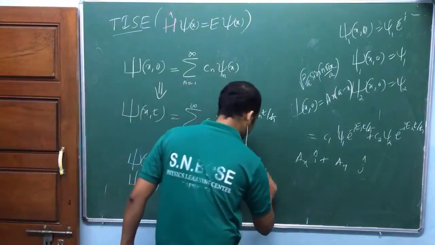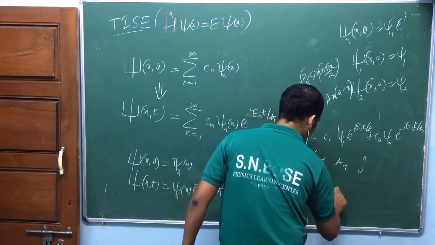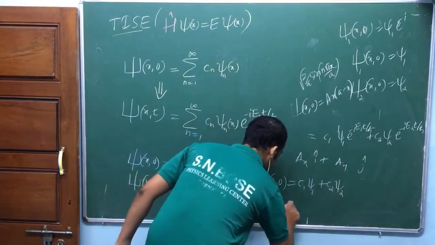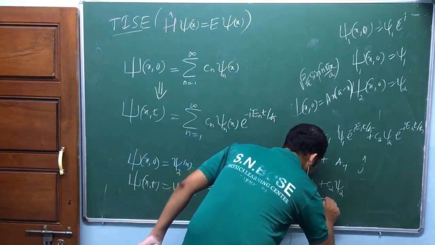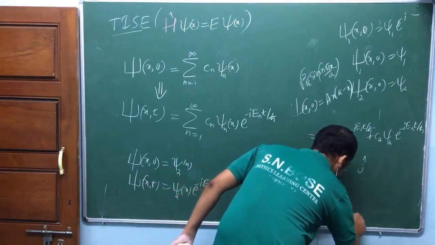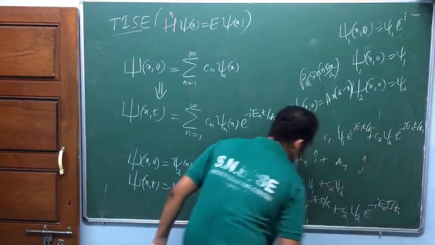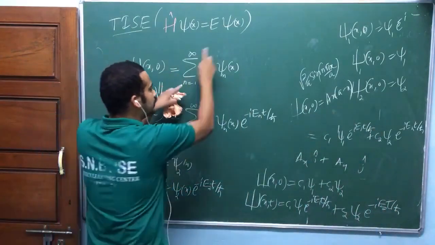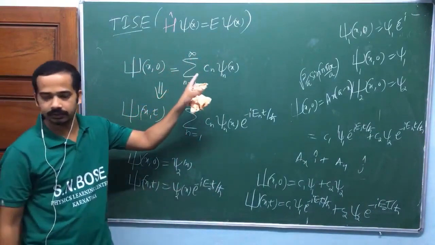Suppose your initial state is C1 psi 1 plus C2 psi 2. So what is your later state? C1 psi 1 e power minus i E1 t by h bar plus C2 psi 2 e power minus i E2 t by h bar. If the initial state is some general function, try to decompose that one in this manner. I'll tell you what is the mathematics behind that one.